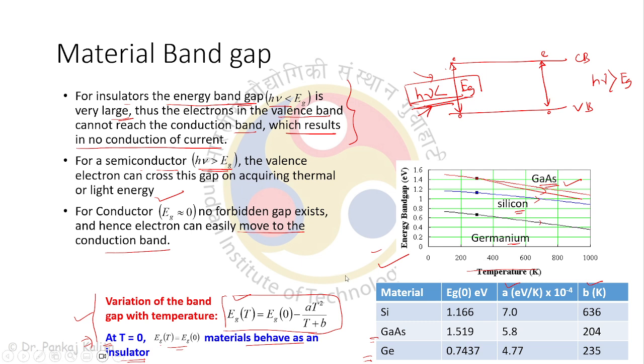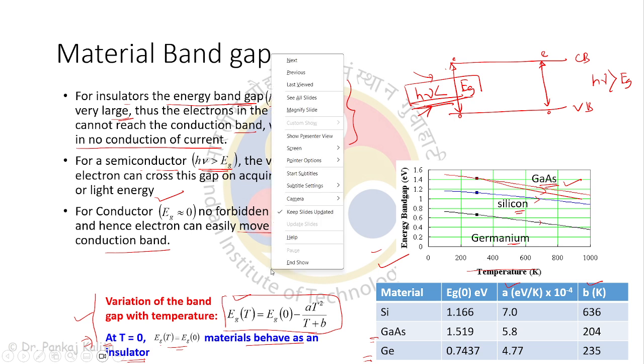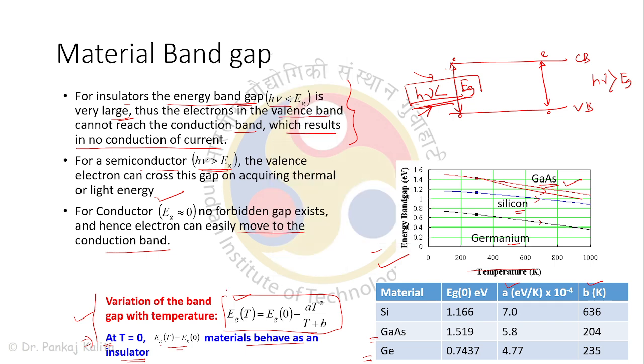So you can see the energy band gap with temperature for gallium arsenide, silicon, and germanium. This band gap is also a function of temperature, and how it is related, this formula is an important one. So this is how band gap is related to your temperature. At T equal to 0, the material behaves as an insulator.